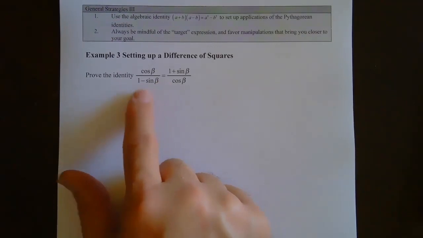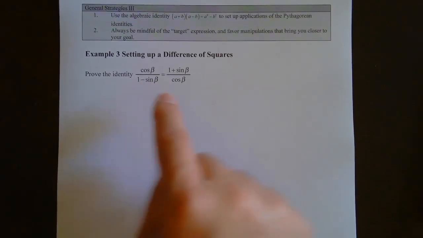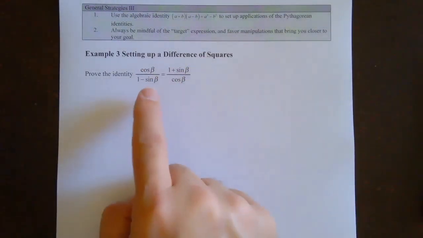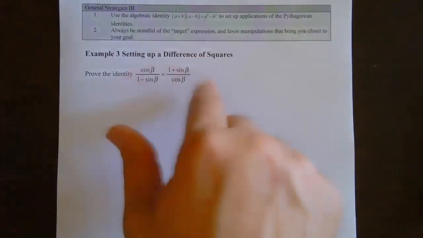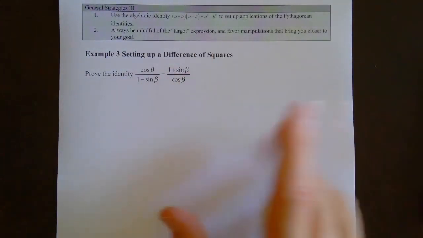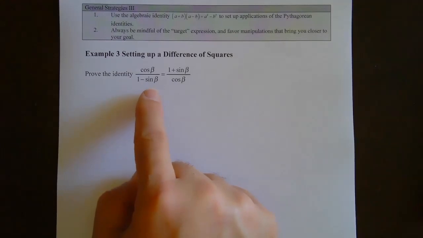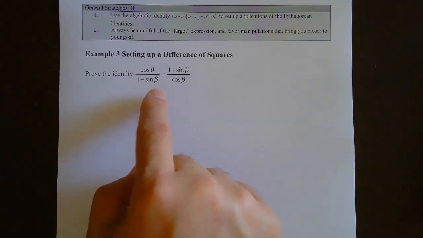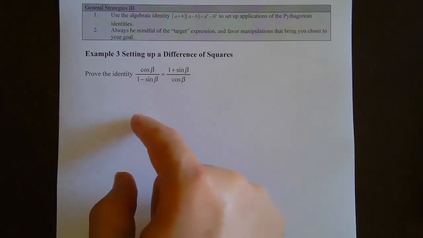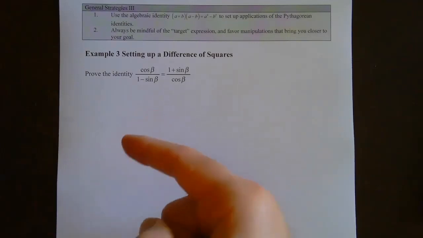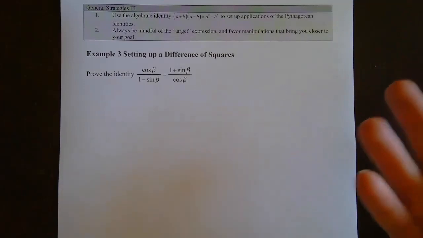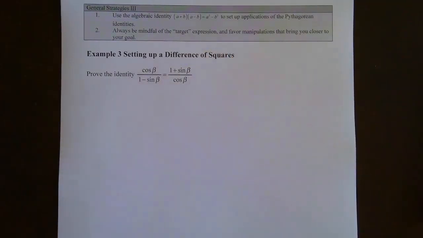I'm looking at this left side. What I want to get is a 1 plus sine beta on the top. So what are some things you can do? I can't move stuff. I can't cross multiply. But what I could do is multiply by a version of 1. I would want to pick it so that I would get 1 plus sine beta on top. So that's what I mean by be mindful and favor manipulations that bring you closer to your goal.